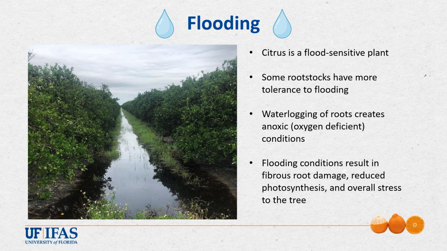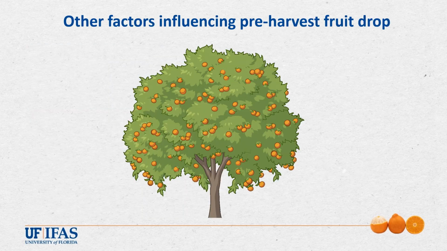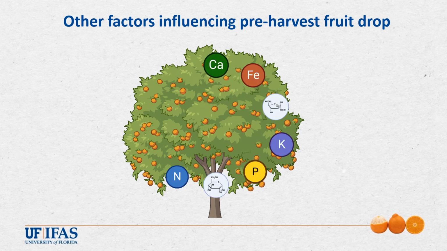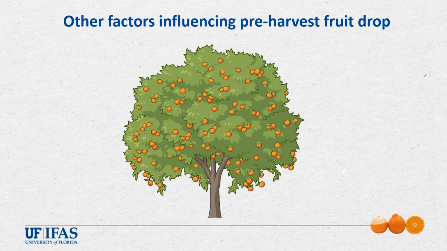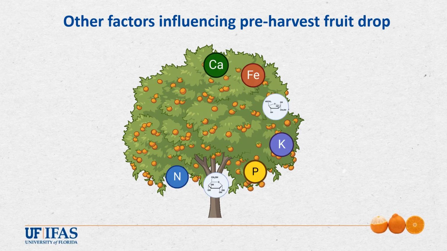A stressed tree will try to balance the damage by dropping fruit in order to conserve resources for the rest of the tree that is being affected by the flood conditions, such as the roots. Now that we have gone over in depth how plant hormones and environmental factors play a role in pre-harvest fruit drop, let's talk a little about other factors that can contribute.